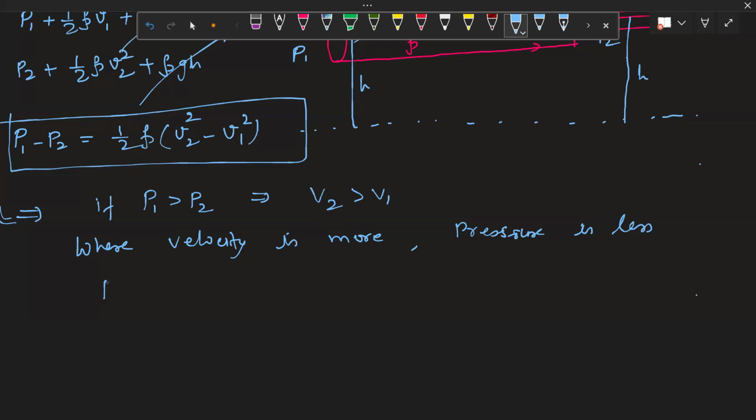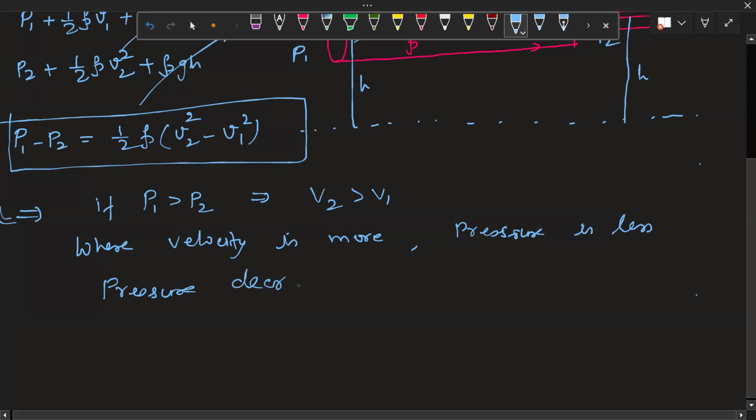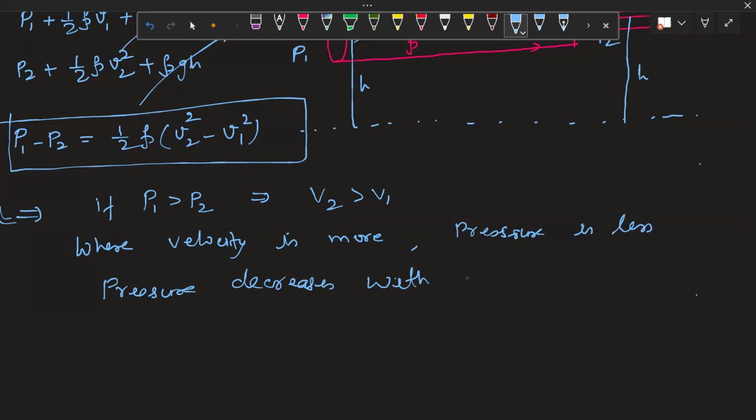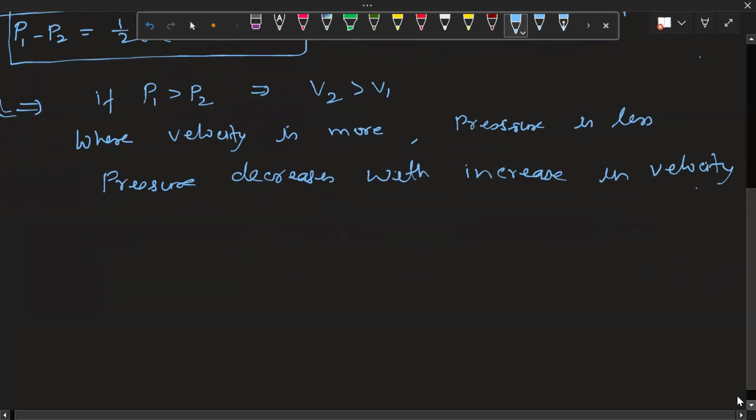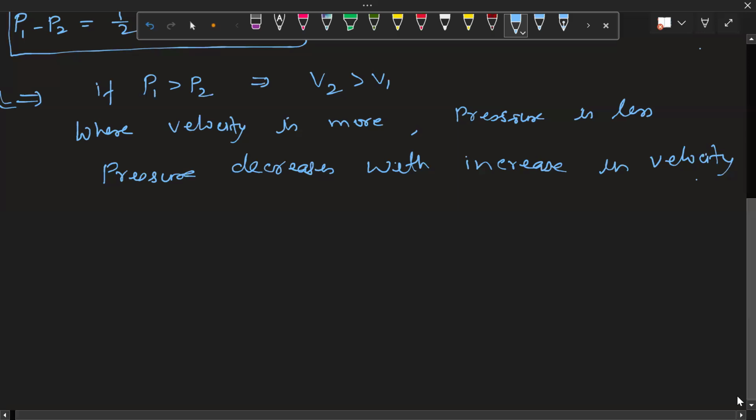You can see because on this side P1 is greater, on this side V2 is greater. So you can say that pressure decreases with increase in velocity. Pressure decreases with increase in velocity. Understood this point, Neil? Yes, sir. Understood.